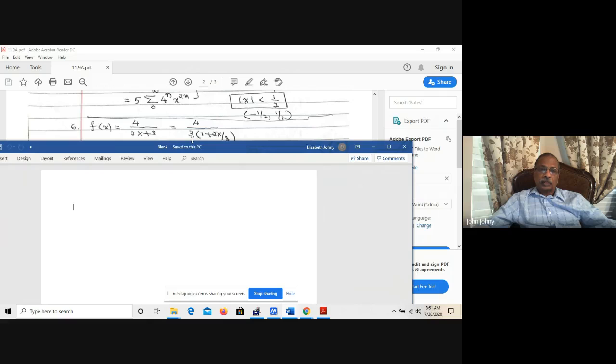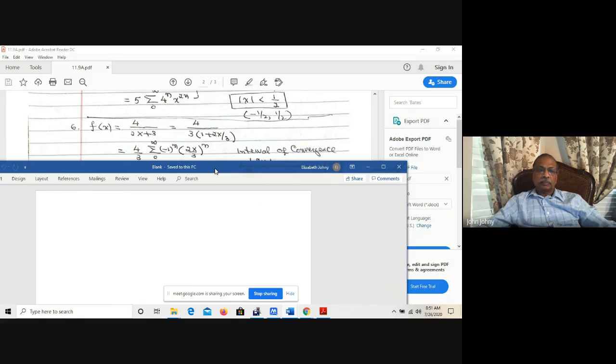Yes, you pull out a 3. 3 divided by 3 is 1, and 2x divided by 3. Or you expand this: 3 times 1 is 3, and 3 times 2x over 3 is 2x. We just switched the 2 terms. So that is equal to 4 divided by 3 times (1 plus 2x over 3).